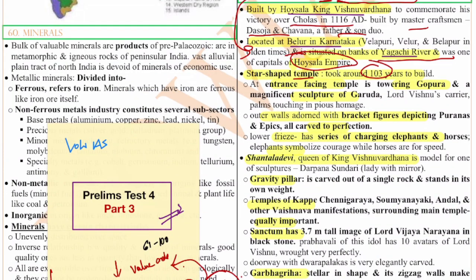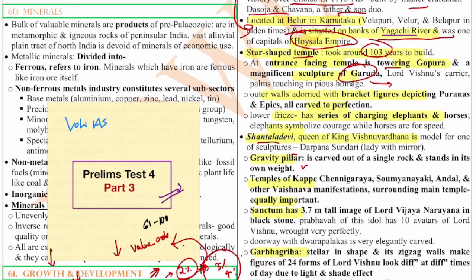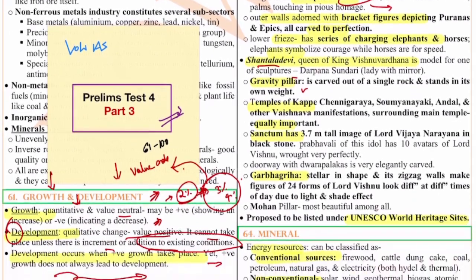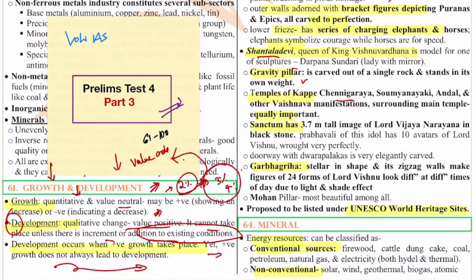At the entrance, there is a towering Gopura and a magnificent sculpture of Garuda, which is Lord Vishnu's carrier. Shantala Devi, the queen of King Vishnuvardhana, is a model for one of the sculptures there. There are gravity pillars carved out of a single rock that stand on their own weight. The temples of Kappe Chennigaraya, Soumya Nayaki, Andal and other Vaishnava manifestations surround the main temple, and they are equally important.